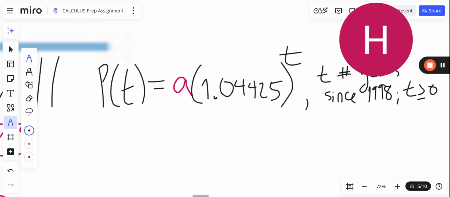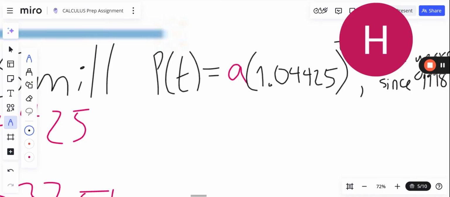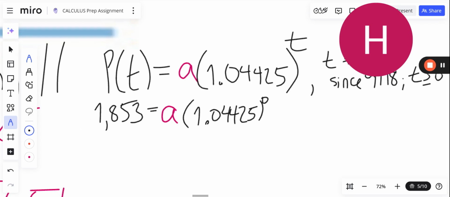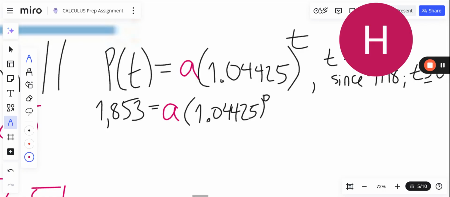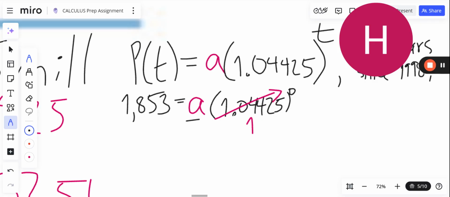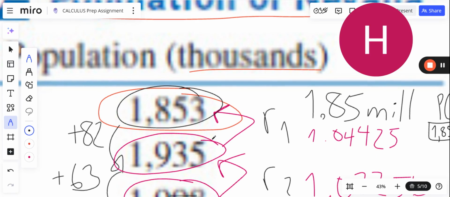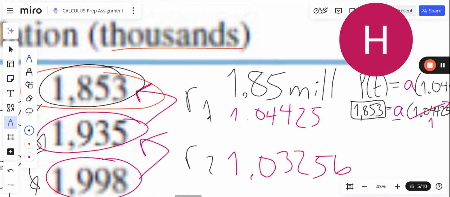What happens if t is equal to 0? Well, I know the population when t is equal to 0. It's going to be 1,853. And that's going to equal some a value. Again, we're going to pretend we don't know what it is. But then this is going to become 1.04425 to the 0. And any non-zero number to the 0 just becomes 1. So this says a is simply equal to 1853. That's the starting value. And so we can make a model based on that starting value.